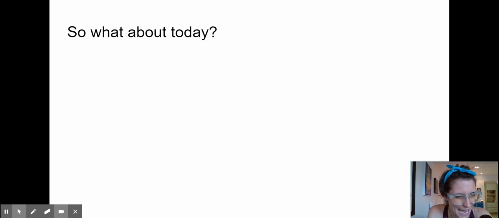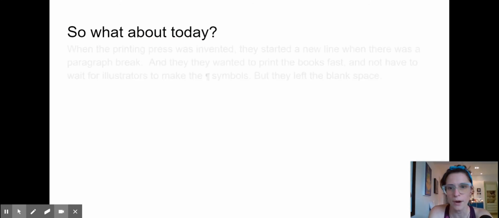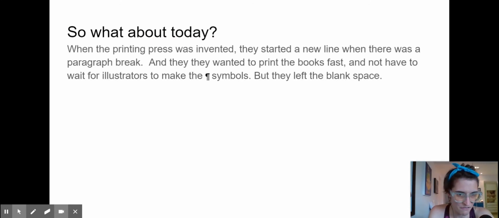Okay, so what about today? Why don't we use that symbol anymore? Well, when the printing press was invented, they just started a new line when there was a new paragraph. That was very easy because all the letters were lined up. They could just jump down to the next line. But then to put that symbol in, they had to hire an illustrator. So they had to leave a blank space and then hire an illustrator, and the illustrator had to sit there painting the symbols in. That just took too long.